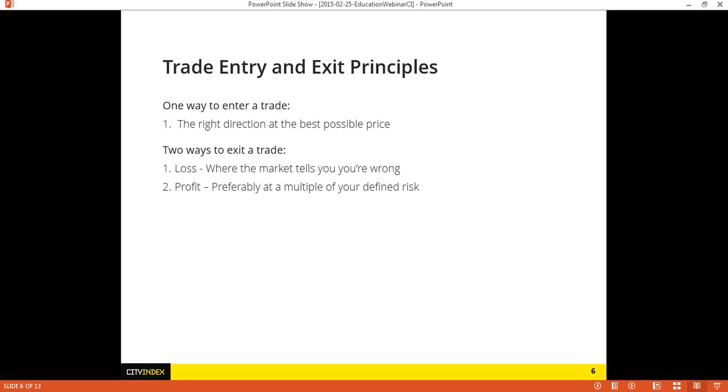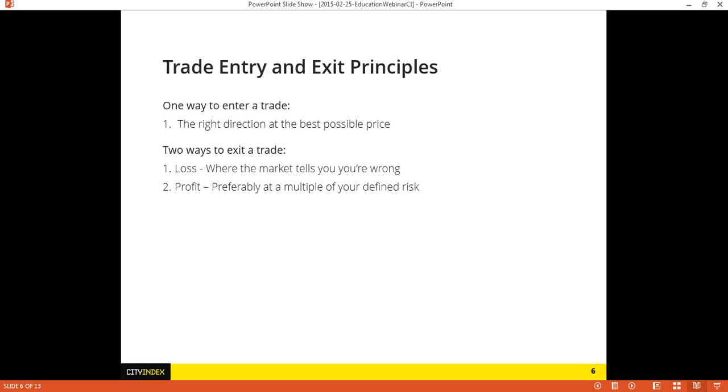Now, in terms of profit, of course, which is what we all want, we want it preferably at a multiple of our defined risk. So I'm looking to have my wins outweigh my losses. Why is that? That's because I'm not perfect, far from it, and neither is anyone else. So basically, what we want to do is make sure that even though we're going to lose a lot of our trades, our winnings outweigh our losses.